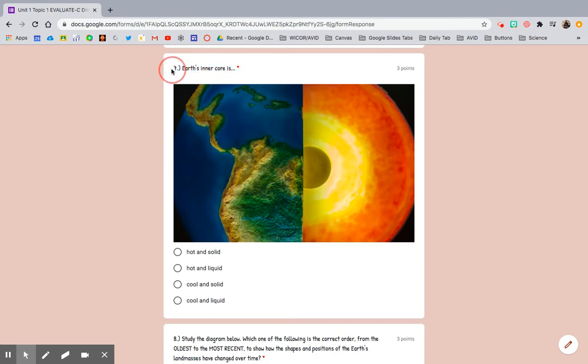Number 7, the Earth's inner core is what? Hot and solid, hot and liquid, cool and solid, or cool and liquid? The Earth's inner core, this inner part right here that I'm pointing at.